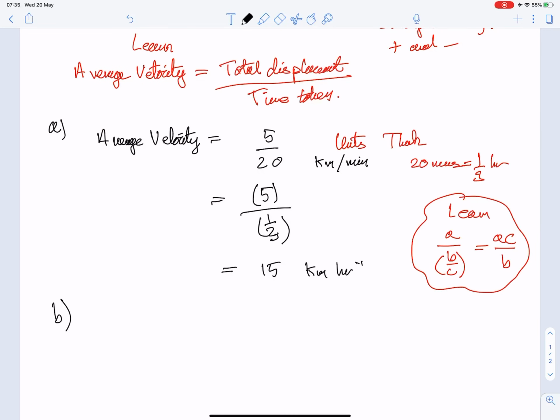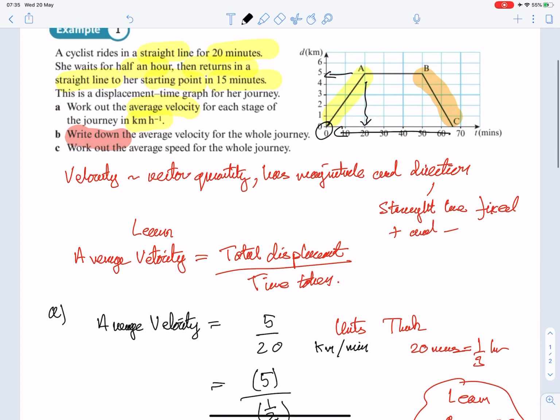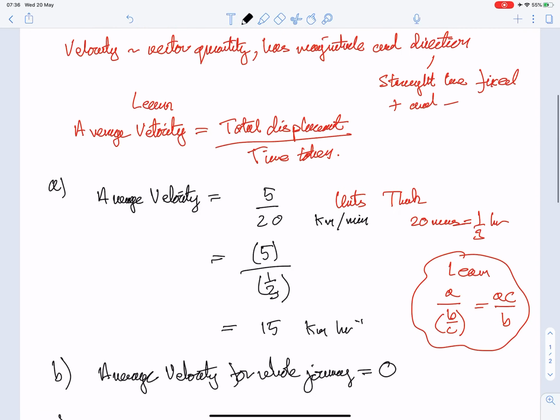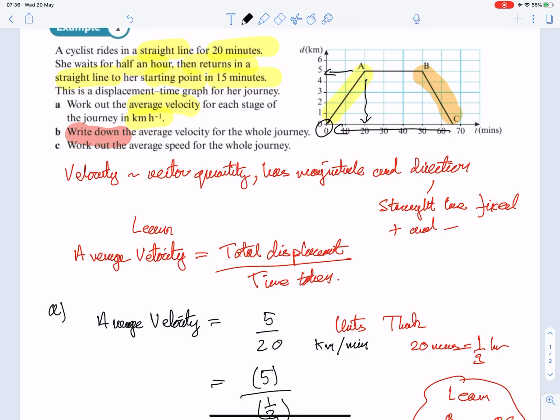So average velocity for the whole journey is equal to 0. Part C. Work out the average speed.